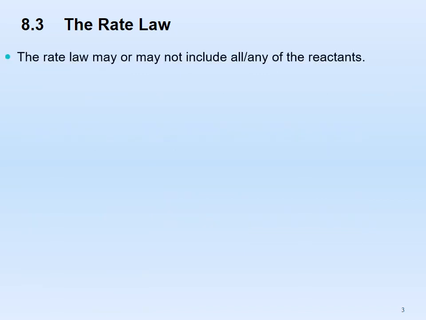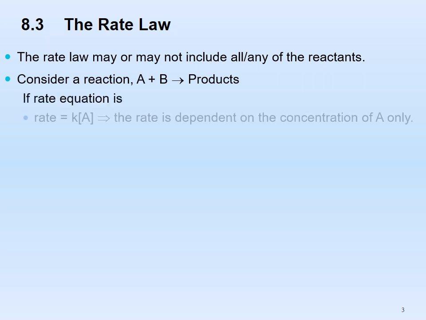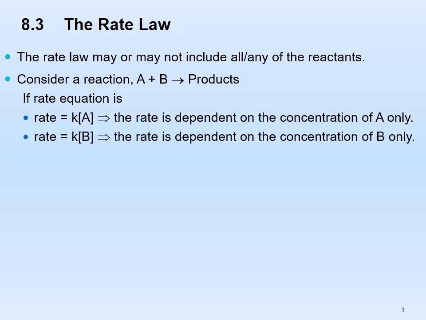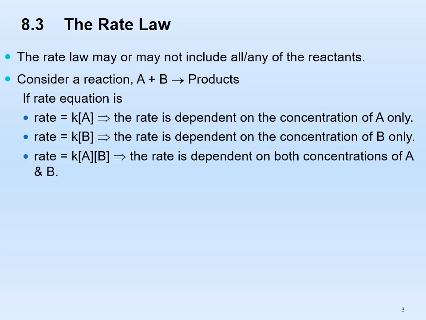The rate law may or may not include all or any of the reactants. Consider a reaction A plus B gives products. If the rate equation is rate equals k times concentration of A, this implies that the rate is dependent on the concentration of A only. If rate equals k times concentration of B, this implies that the rate is dependent on the concentration of B only. If rate equals k times concentration of A times concentration of B, this implies that the rate is dependent on both concentrations of A and B.